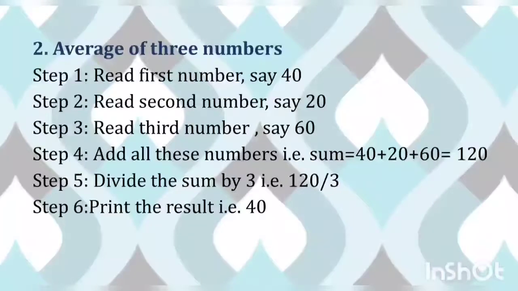Now the 120 value has been stored in sum, and you're going to divide the sum by 3. So 120 by 3, you have got 40. So print the result, that is 40. I hope you understood this example. So this is how you write a step-by-step procedure of any task.